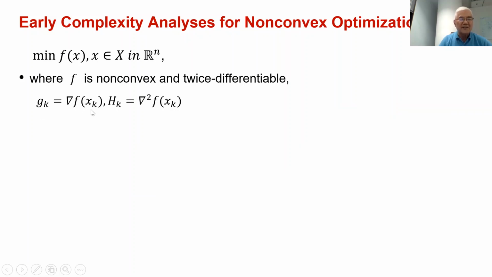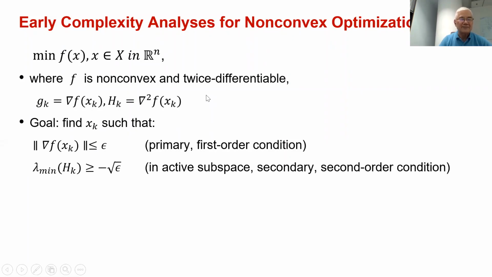I use gk to denote the gradient vector and Hk to denote the Hessian matrix at the current iterate xk. k is an iteration index. My goal is to find an xk such that the norm of the gradient is less than epsilon. I also add an additional second-order necessary condition: I want to find an epsilon second-order stationary point such that the smallest eigenvalue of the Hessian is at least negative square root of epsilon. Now the question is, what's the complexity of finding such a point?